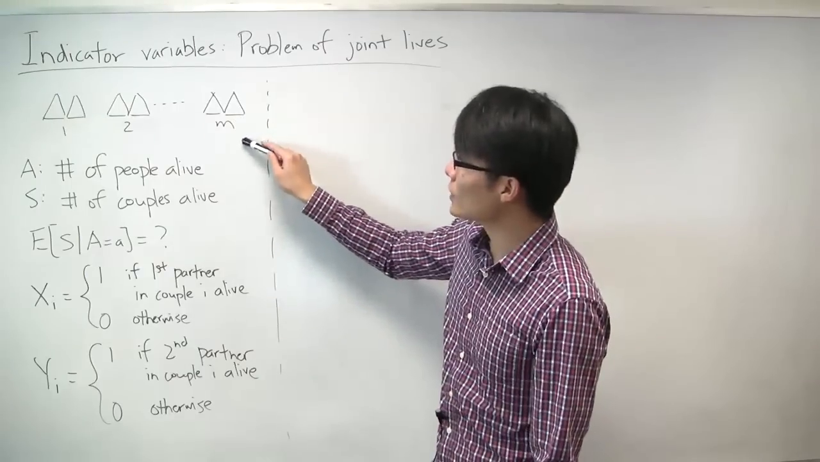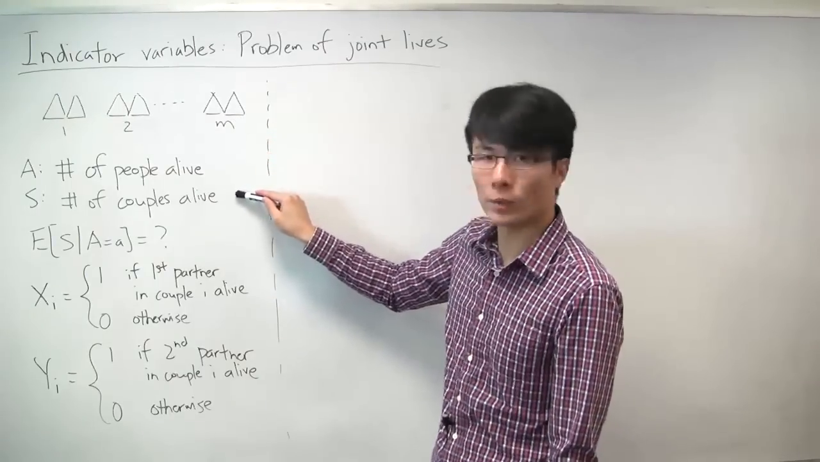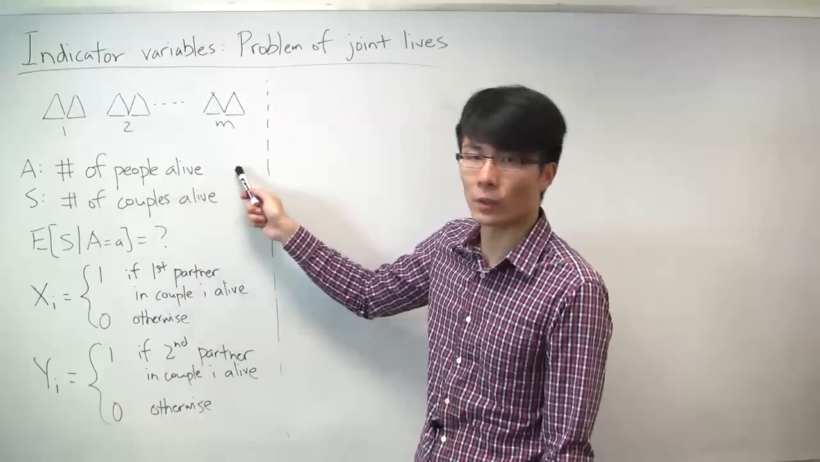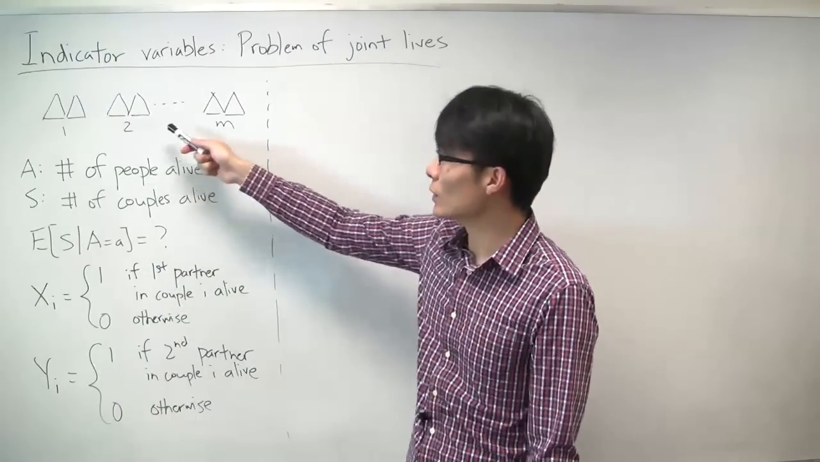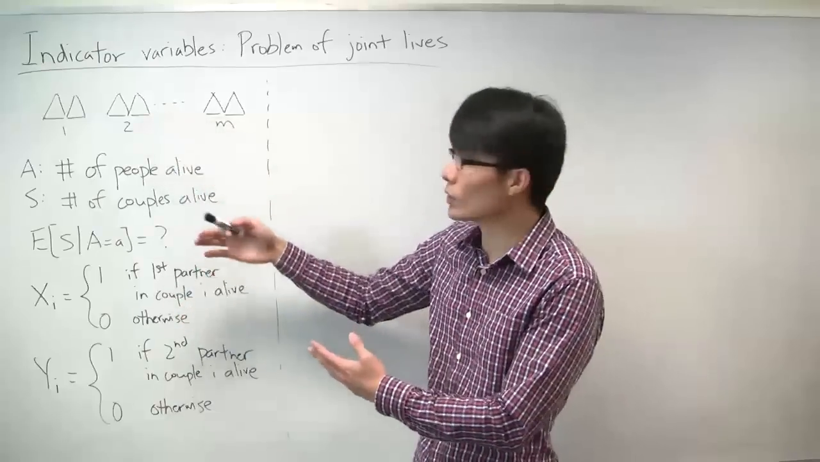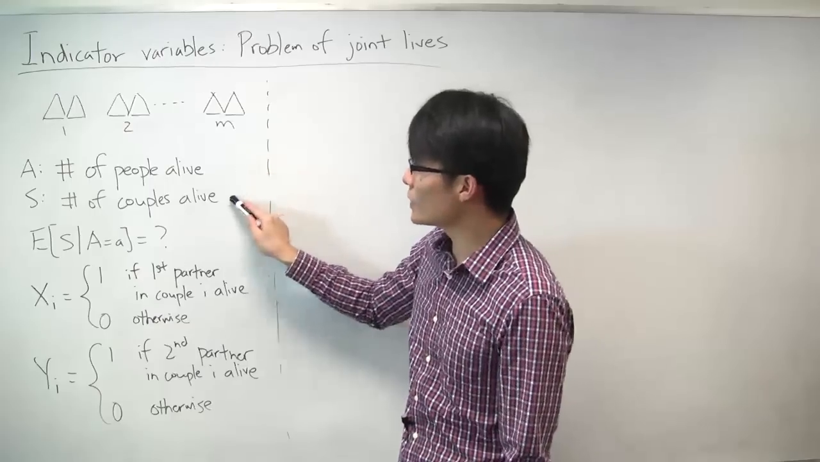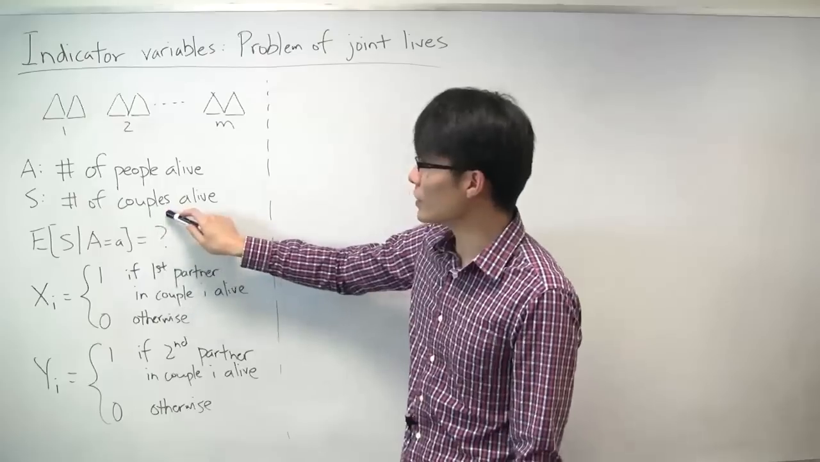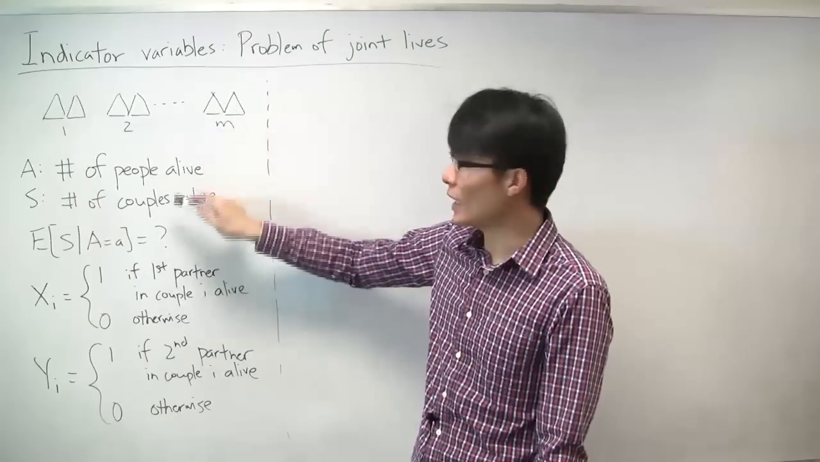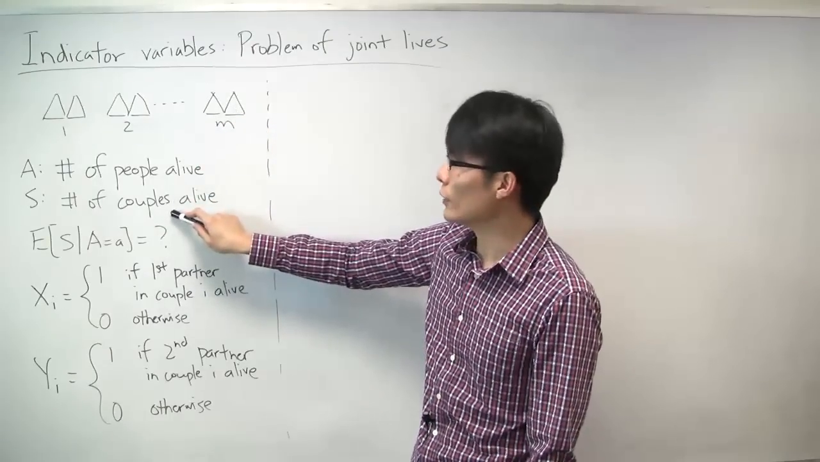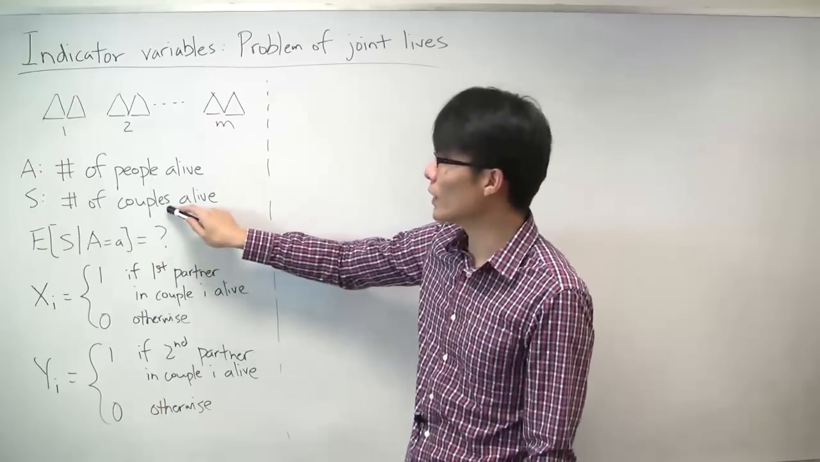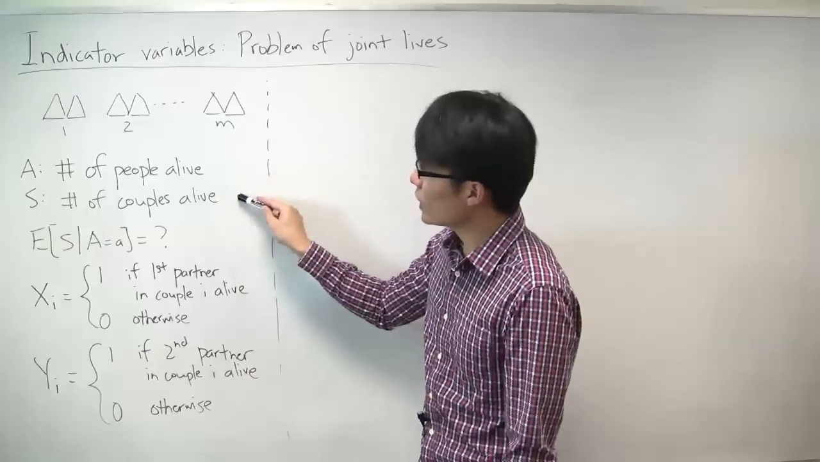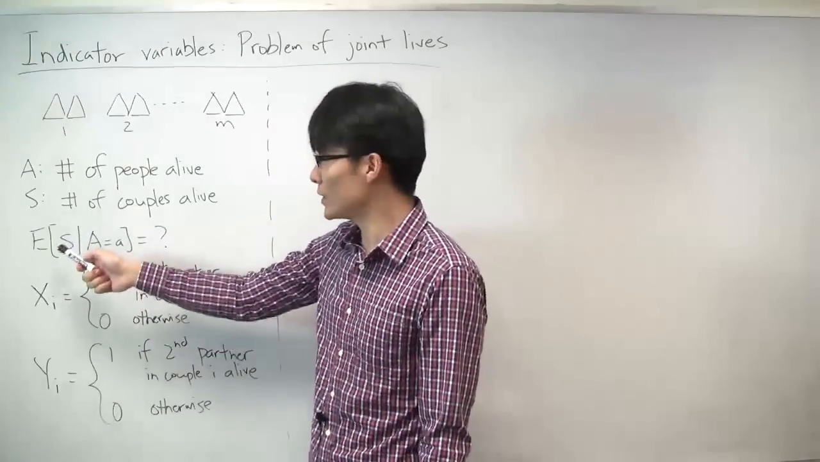All right, so let's define a couple of random variables, as the problem says. Let A be the number of people still alive 50 years down the road. This is random because each person has some probability of being still alive. And let S be the number of couples still alive. A couple being still alive is defined as both partners in that same couple being still alive. So if at least one person is no longer alive in that couple, then we consider that couple to be no longer alive.